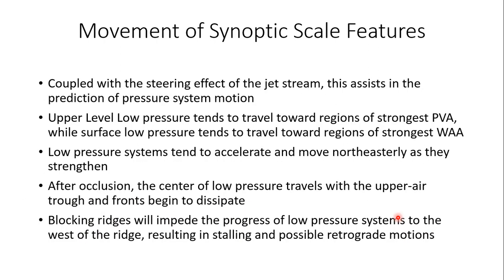So coupled with the steering effect of the jet stream, this will assist in the prediction of how these pressure systems are going to move over time. Upper level low pressure systems, for example, tend to travel towards regions of the strongest positive vorticity advection, while surface lows tend to travel towards the regions of the strongest warm air advection.